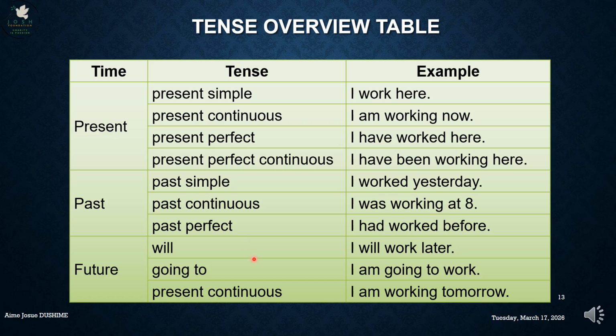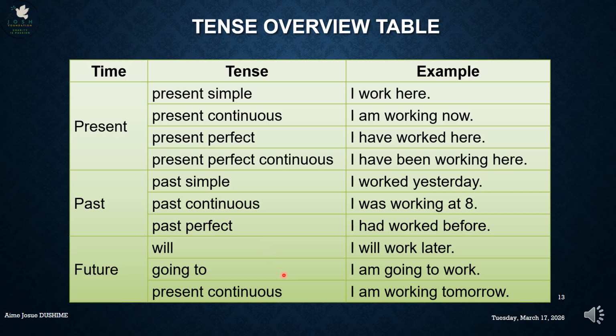Future with will. We use will when we are making a prediction without evidence. It is a prediction based on what we think, what we believe. We also use will when it is an instant decision. Decision taken now. It is a decision we take by the time of speaking. We could also use will when we are making promises.